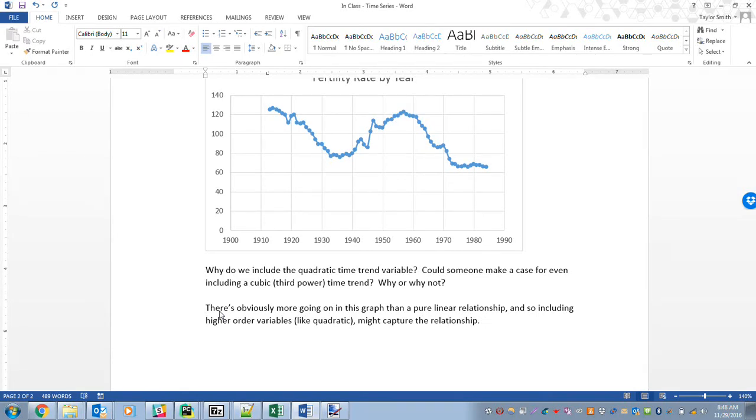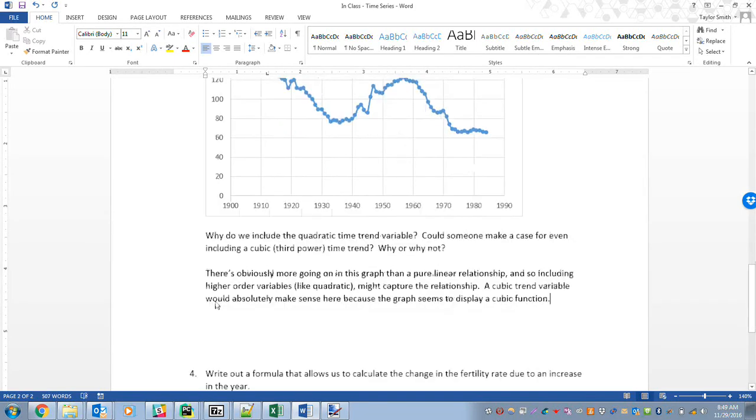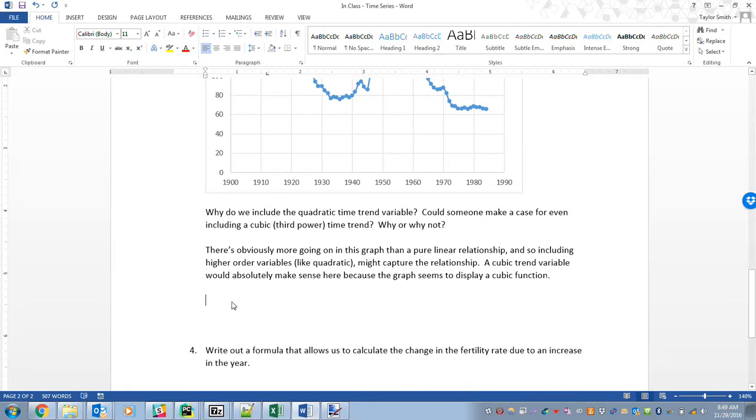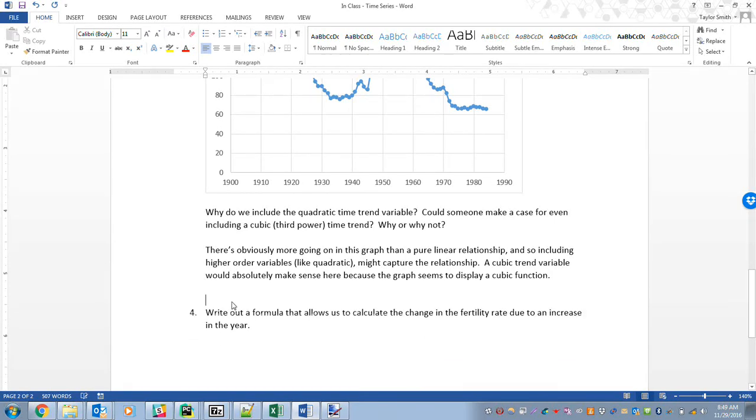Could someone make a case for even including a cubic time trend? A cubic trend variable would absolutely make sense here, because the graph seems to display a cubic function. And there we go. That's fine. Am I going to ask that on the test? No. But I did want you to see it in class so that we can discuss it. All right. Number 4.